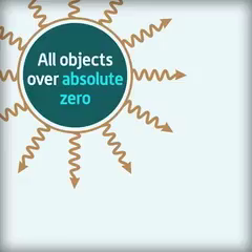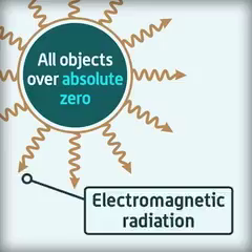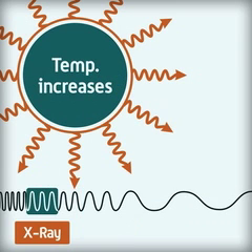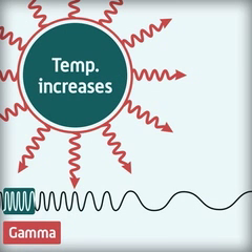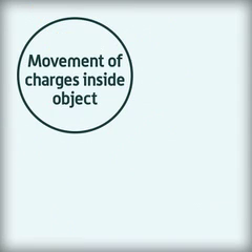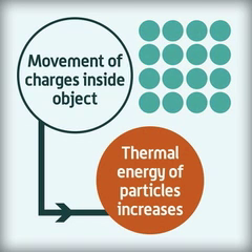Any object with a temperature above absolute zero will emit electromagnetic radiation. The hotter the object, the higher the energy of the emitted electromagnetic waves will be. These electromagnetic waves are produced by the movement of charges inside the object that's caused when the thermal energy, and therefore the kinetic energy, of the particles that make up the object increases.